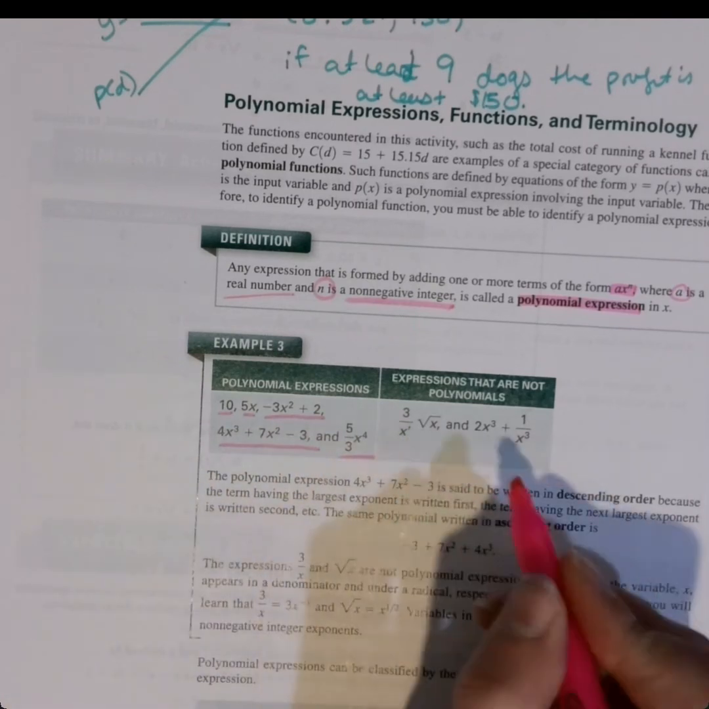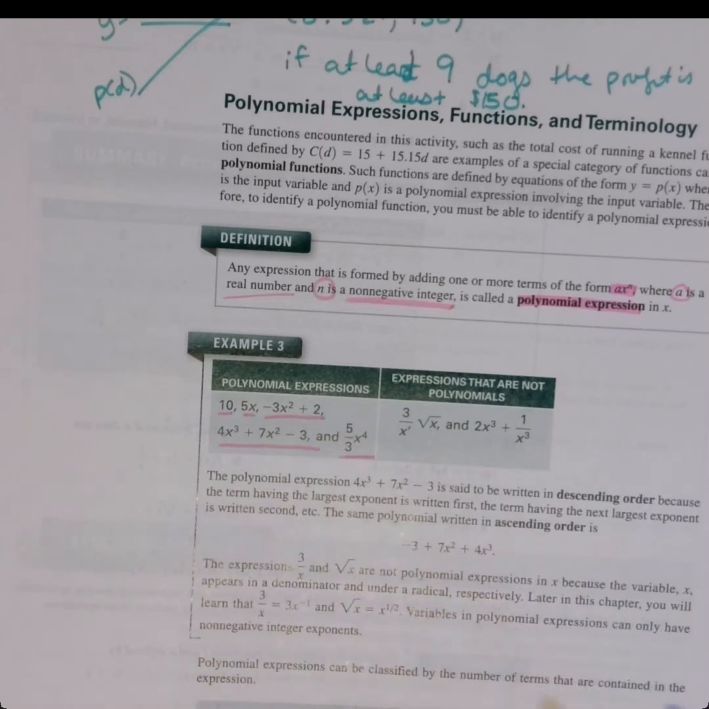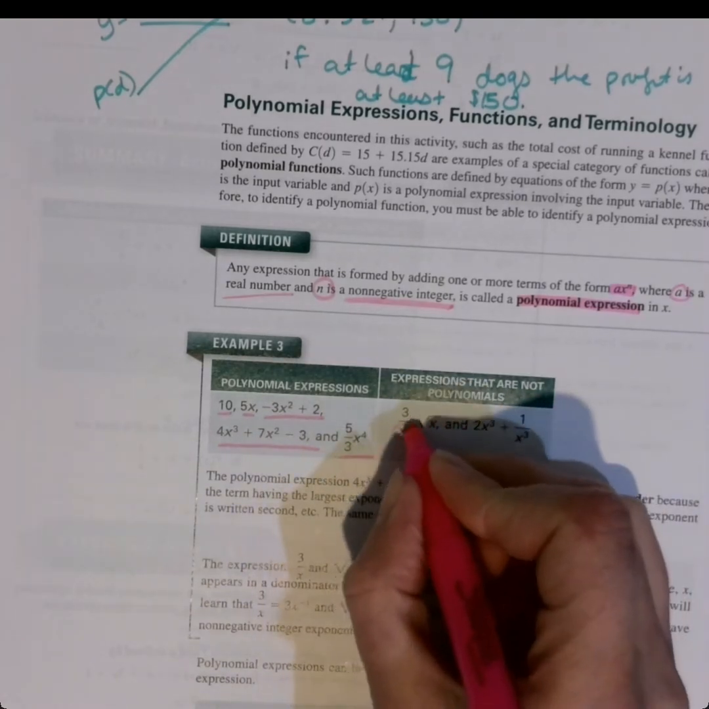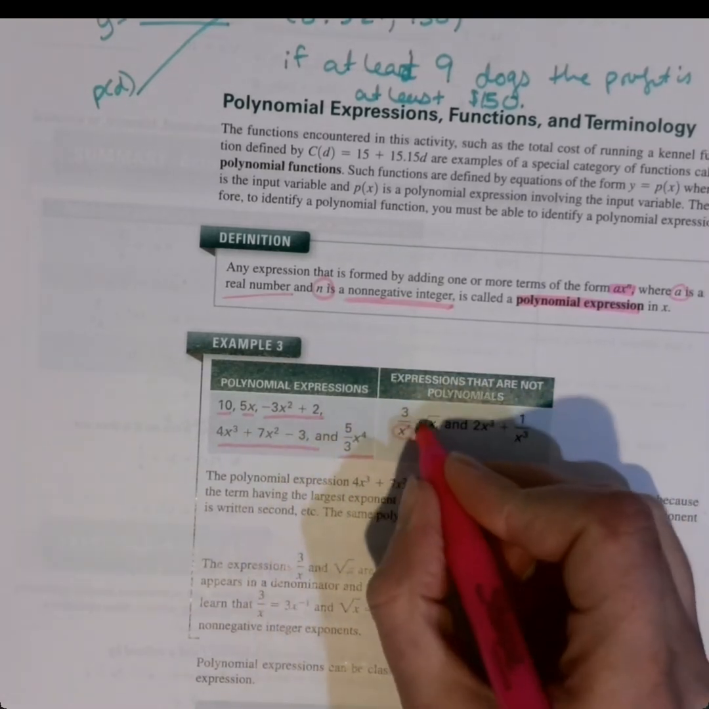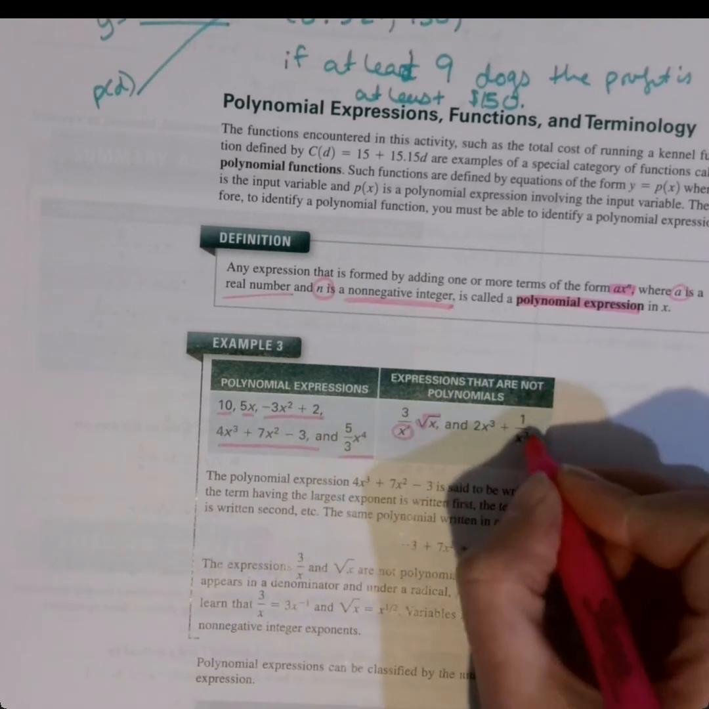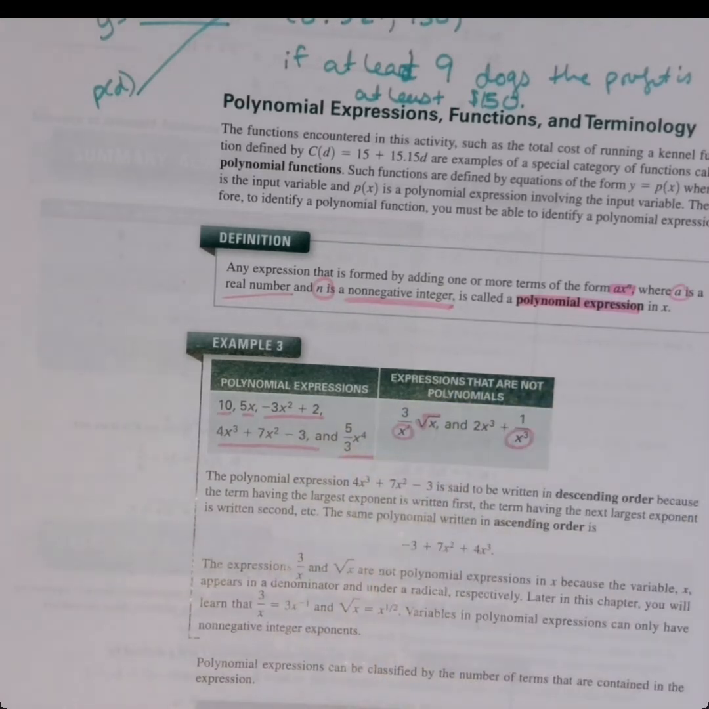These ones are not, and the reason that these are not is because the x is in the denominator, no good. The square root symbol, no good. And again, a denominator right here. Those are the reasons that these ones are not polynomial expressions. They do not have just a product, right? A product of a times x to the n. They have some divisions, they have some square roots, they have some things that are not allowed.